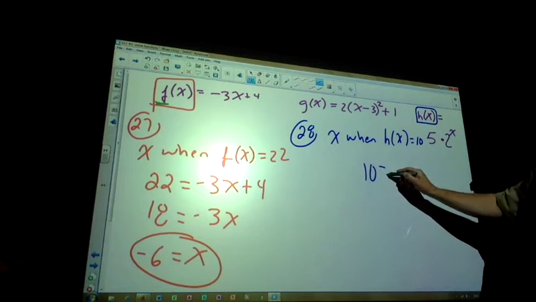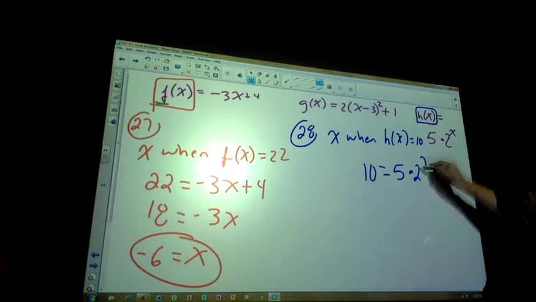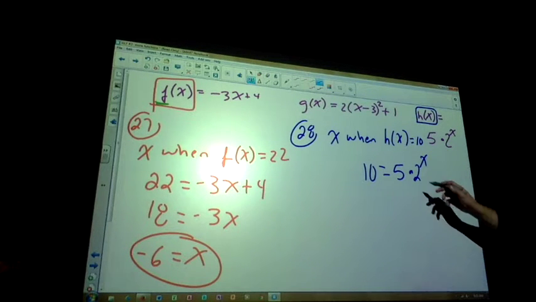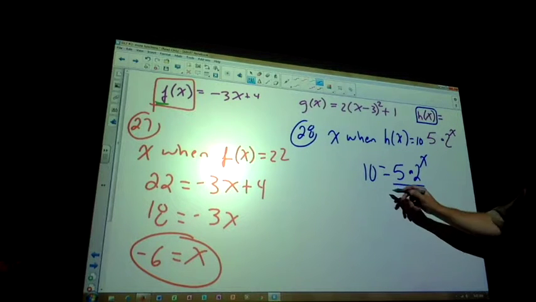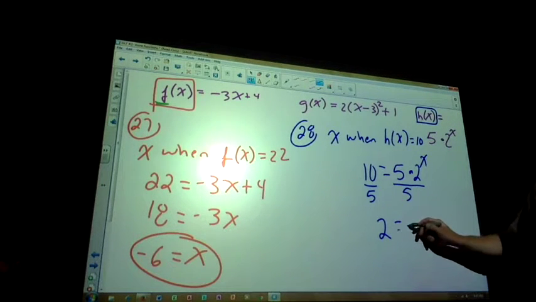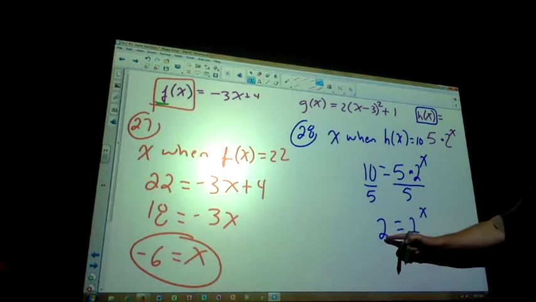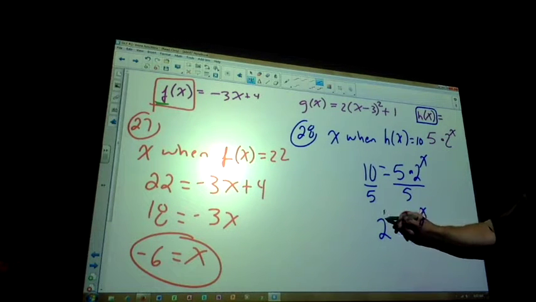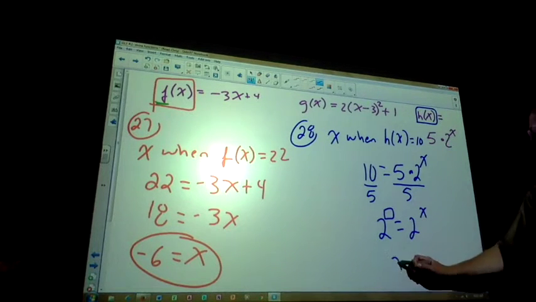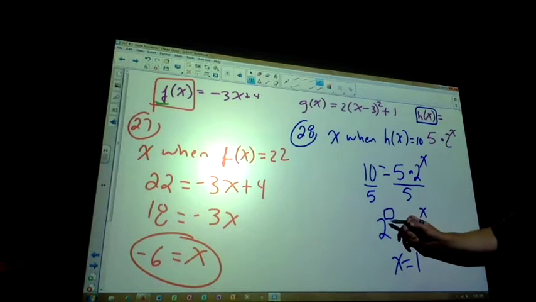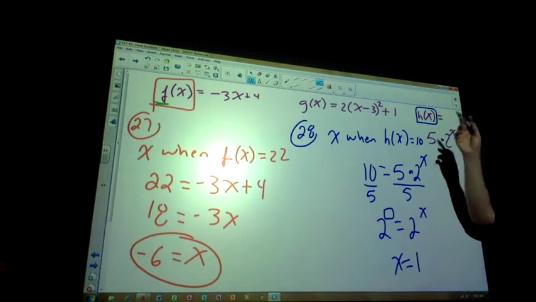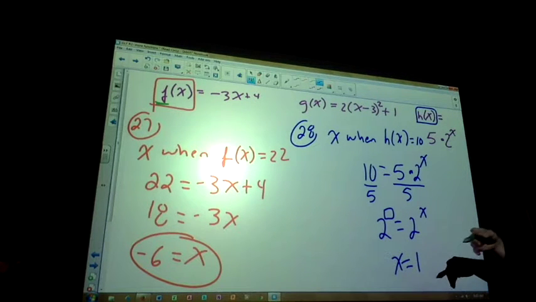So I have 10 equals 5 times 2 raised to the x power. Oh, shoot. I don't even know how to do this. Maybe I could divide each side by 5. That gives me 2 equals 2 raised to the x power. What exponent should be there for this to be a true statement? 1. Think about it. Every number that sits there alone by itself is raised to the first power, unless we tell you differently. So a 1 should be there. We're not there, buddy. We're not there.